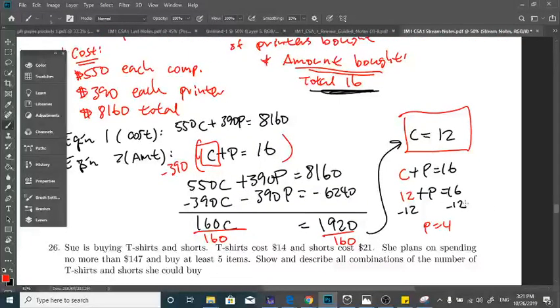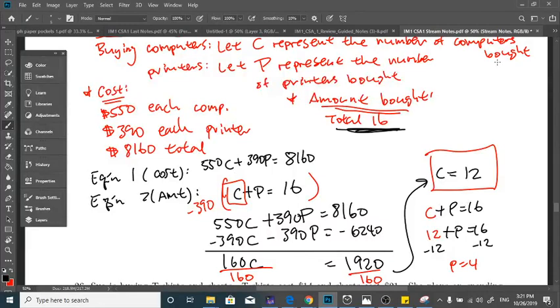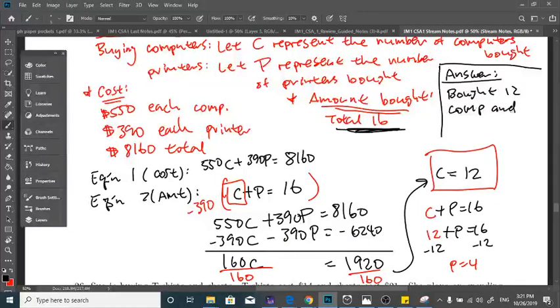So you're going to need to know what this means. So what you want to write, or at least understand, is bought 12 computers and 4 printers. So I don't remember, it may or may not be just a multiple choice question, but you're gonna need to know what each thing is and how much of whatever there was.